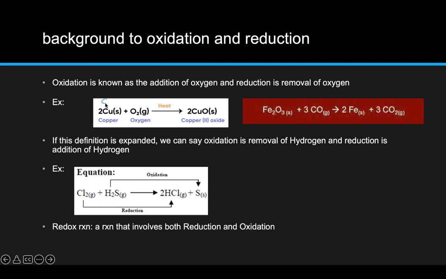So Cu stays as is since it's in the solid state, and oxygen is a gas. We only break down ions when in aqueous state. So CuO, which is copper oxide, is also in the solid state. So nothing has changed. But we know for sure that copper had zero charge, while in the ionic compound, it has become Cu2+, since it's copper(II) oxide.